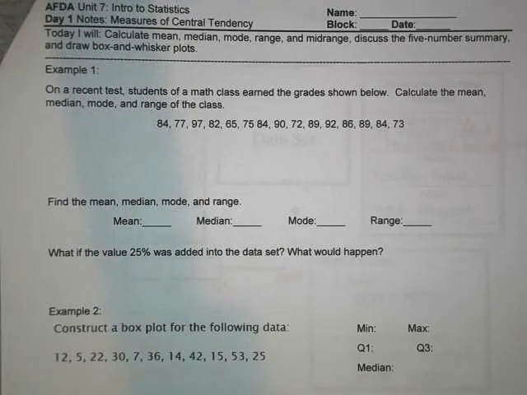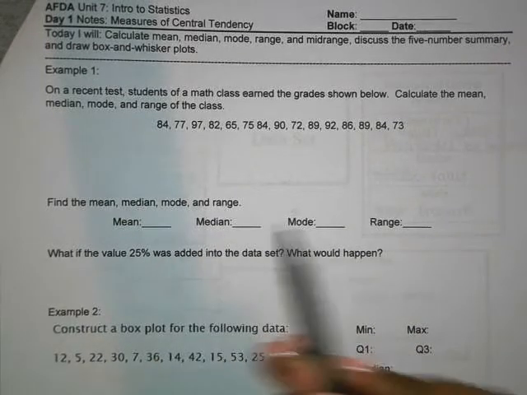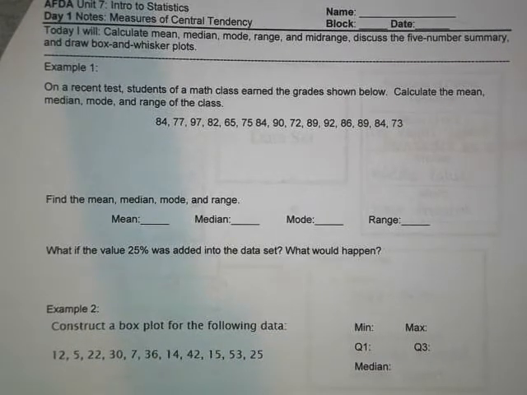All right, and we had an example. Our example says, on a recent test, students of a math class earned the grades shown below. Calculate the mean, median, mode, and range of the class. Okay, so what we did in the past was that we would put these numbers in order from least to greatest, because doing that would allow me to answer these questions. But we are using Desmos. And with Desmos, you do not have to do that.